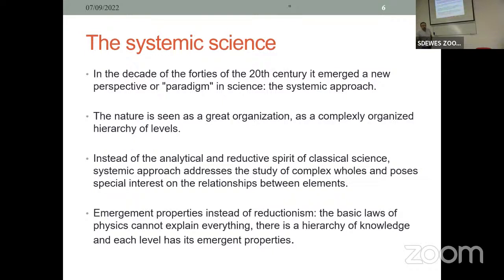And from this point of view, at the middle of the 20th century, approximately, a new concept started to understand life and systems. The new concept was called systemic science. Systemic science tried to give much more importance to the relations between the elements than to the elements by themselves. Instead of the analytical and reductive spirit of classical science, the systemic approach addressed the study of complex systems through the relations between the elements. So the relations gain importance in comparison with each element by itself.